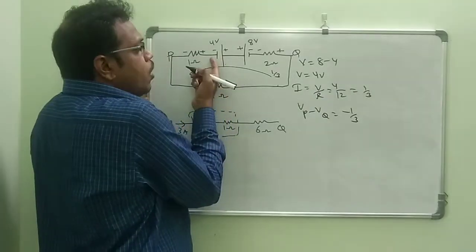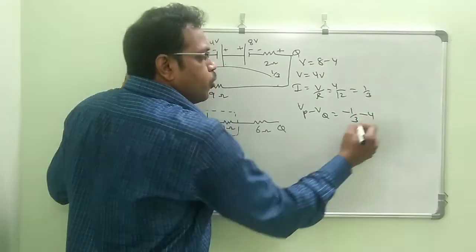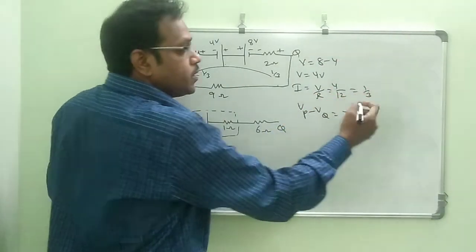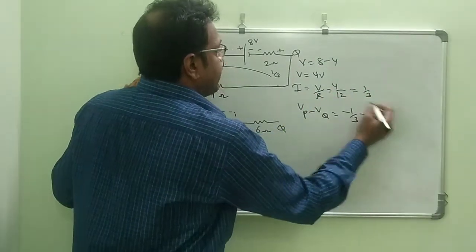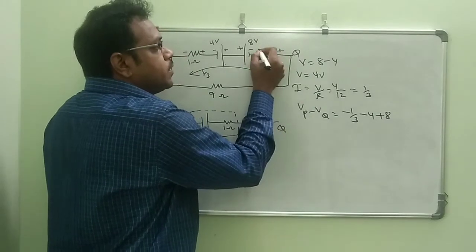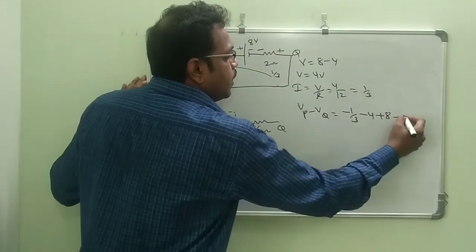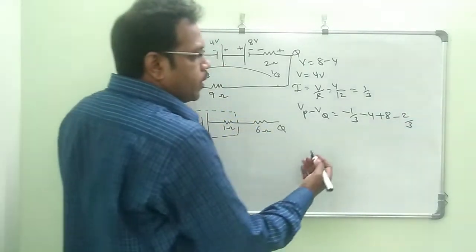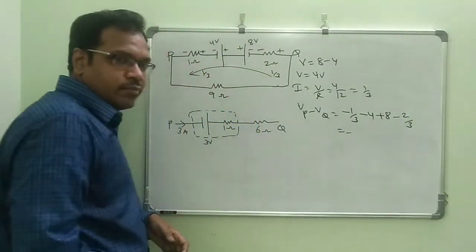And now this is also minus plus, so minus 4. But this is plus minus in our own direction, that is plus 8. And again this is also opposite, minus 2 by 3. Minus 2 by 3. Solve this one, you will get the answer.